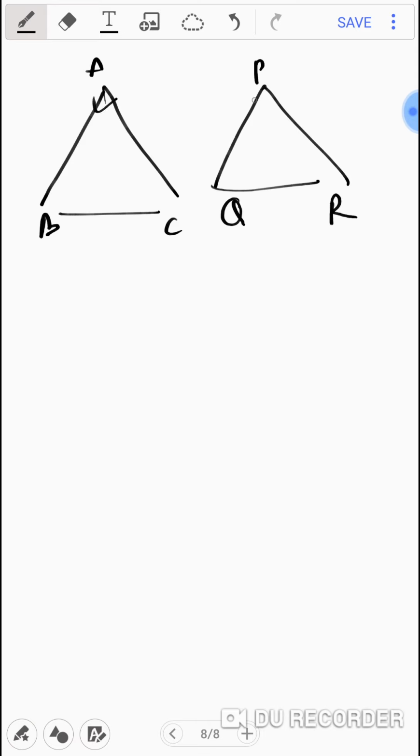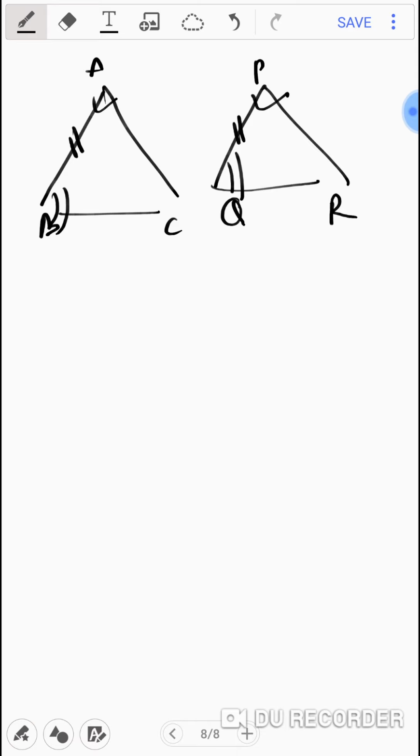Suppose I have a triangle ABC and a triangle PQR. It is given that angle A is equal to angle P, angle B is equal to angle Q, and side AB is equal to PQ. That means these two triangles are congruent. By which test? Two angles and the in-between side. So that is the ASA test.